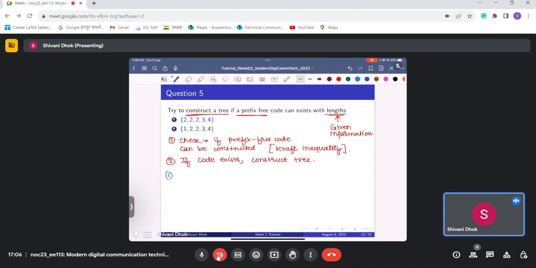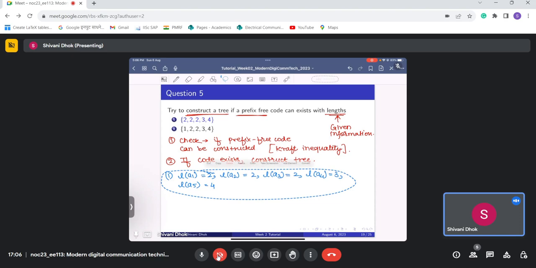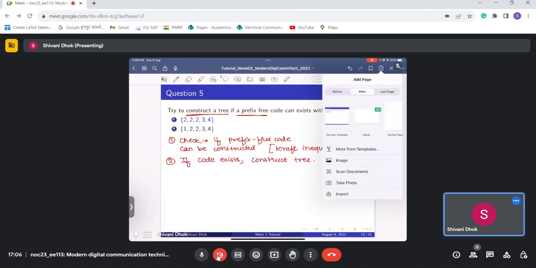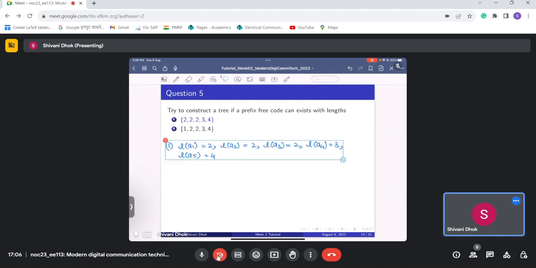So for the first question that is here, we have a given five-length sequence. We have length of A1 as 2, length of A2 as 2, length of A3 as 2, length of A4 as 3, and length of A5 as 4. Okay, let me do this on a new page. So this is what we have been given.